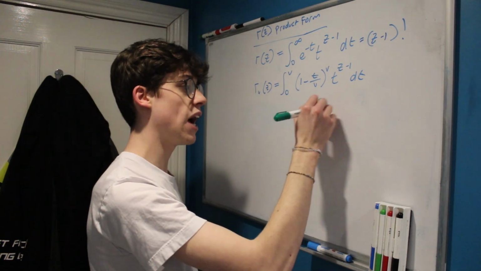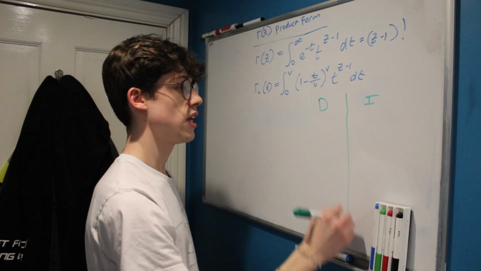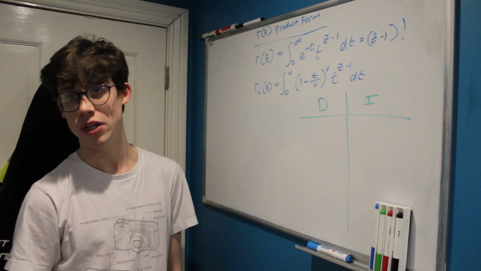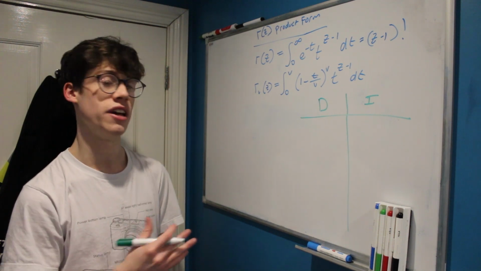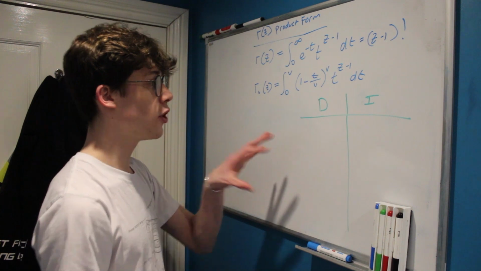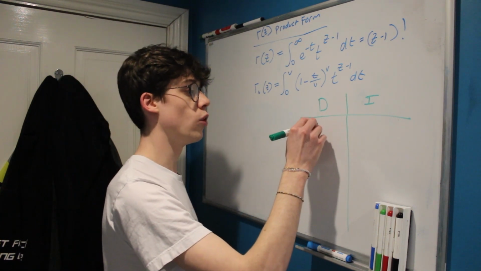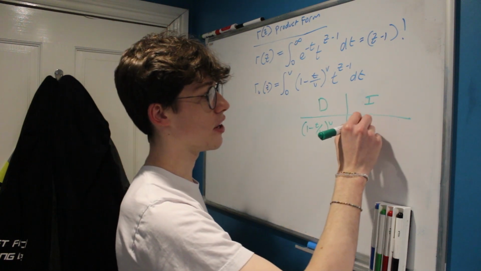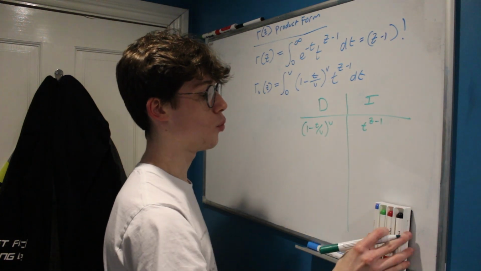So I'm going to write out my DI table, and this is a method that personally I think is going to speed things up, so that's why I'm using it, but you could use the normal integration by parts formula. It's exactly the same thing. This is just a simplified version of it. So I'm going to choose to differentiate (1 minus t over v) to the power of v, and to integrate t to the z minus 1.